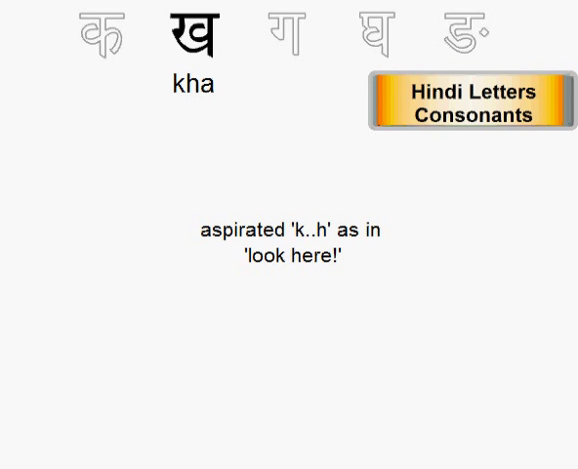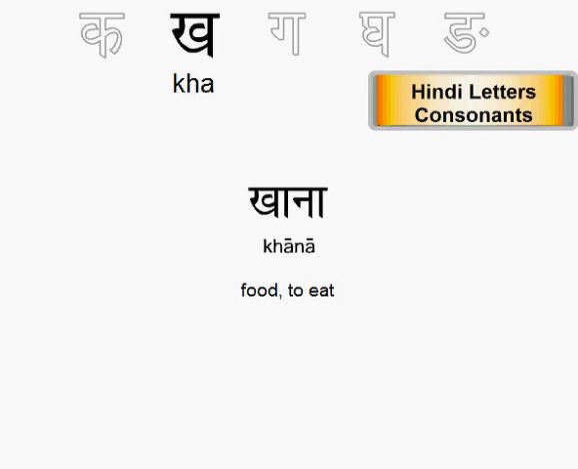Okay, and let's see if we find a word here. Kha, and look, we have the dependent a in front of it, so just put a line and it becomes aa. So kha by itself, put a line in front of it, becomes khaa. And this is na, and we'll cover that later, with the dependent aa sound. So khaa na, with long aa in both cases. Khana. Okay, and it means food or to eat.